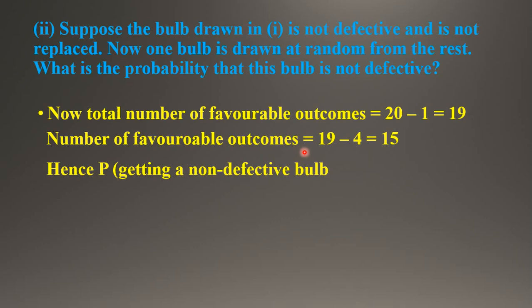Hence the number of favorable outcomes this time is 19 minus 4. Why do we subtract 4? Because we have to find the probability of a non-defective bulb, so we subtract the defective bulbs. The total favorable outcomes are 15. Hence, the probability of getting a non-defective bulb is 15 upon 19.